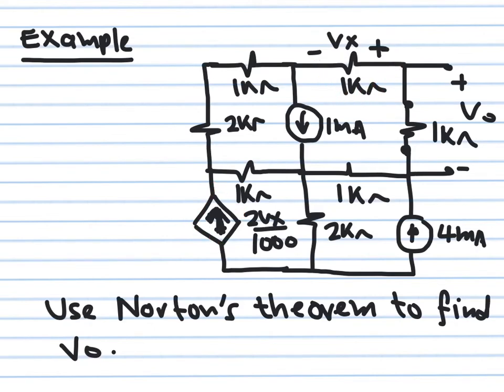Okay, so we're going to do it exactly like the previous example. We're going to first create a short circuit here, and this will give us our Norton current. Then I'm going to remove my independent sources and put an external source and try to find the Norton resistance.